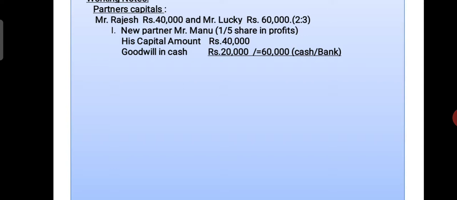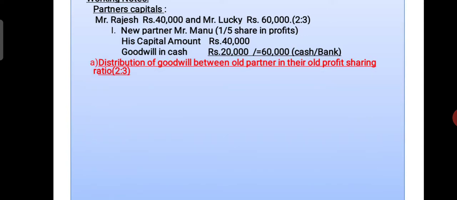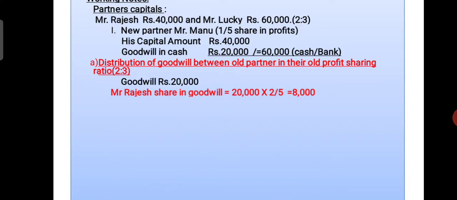These 3 points we can show like this in the working notes. Next, whatever goodwill the new partner brought into the business should be distributed between the old partners according to their old profit sharing ratio. Old partners Rajesh and Lucky, and their old profit sharing ratio is 2:3. So the goodwill amount 20,000 can be distributed. Rajesh 20,000 into 2/5, we will get 8,000. Lucky 20,000 into 3/5, we will get 12,000. Like this we distribute the goodwill between existing partners.